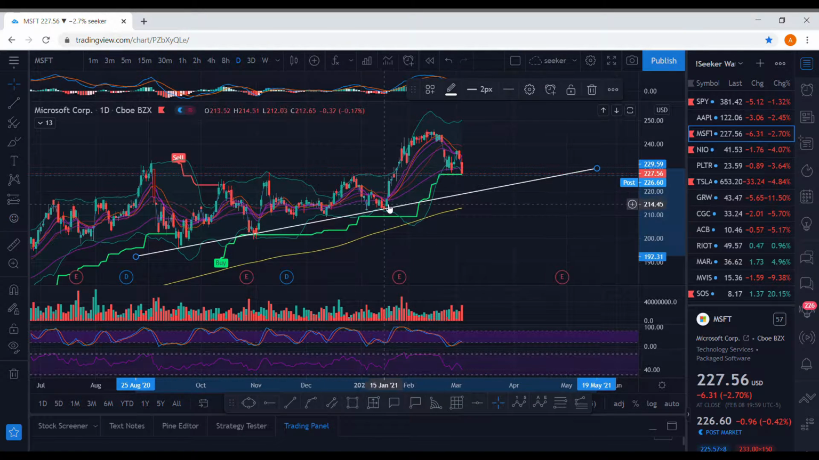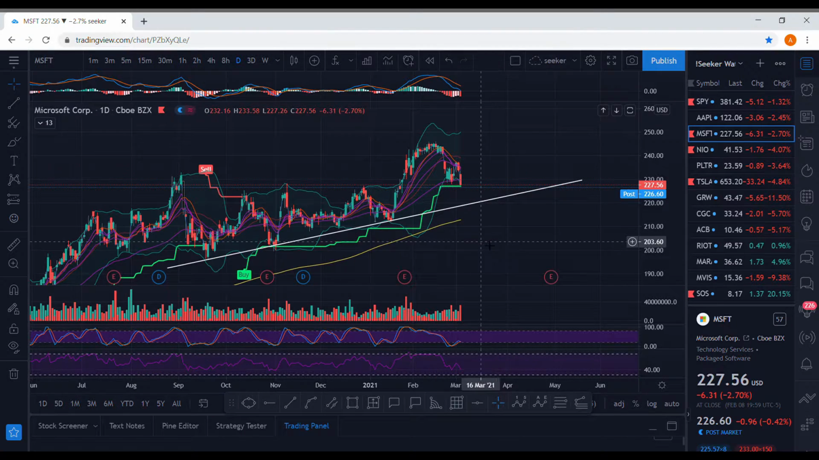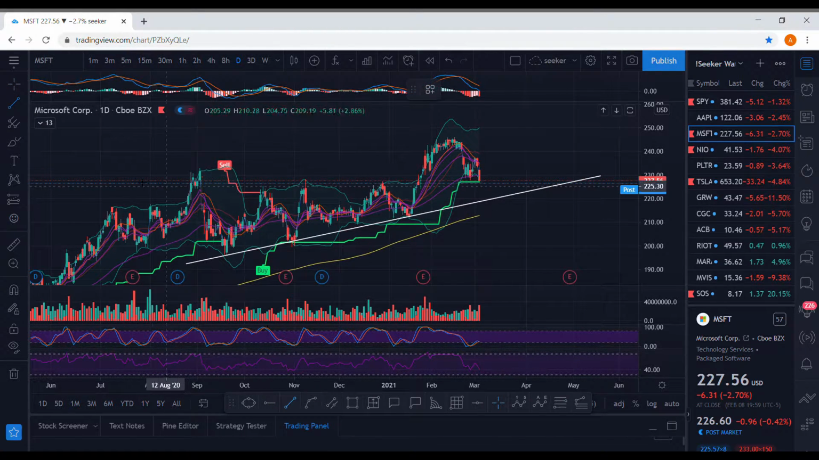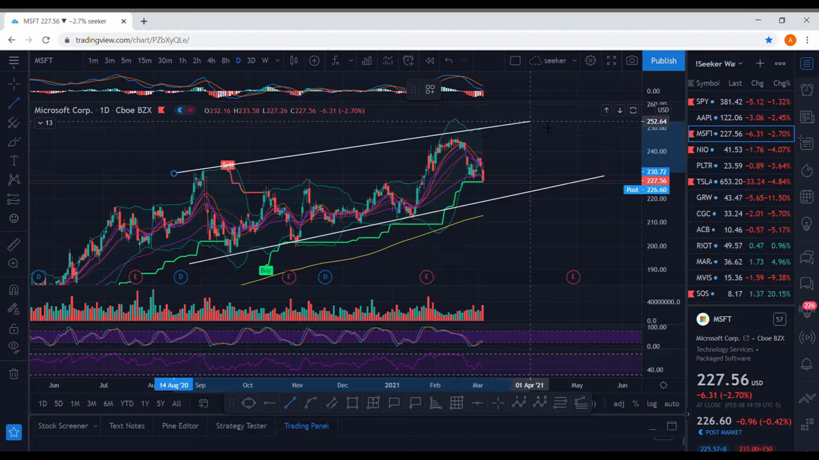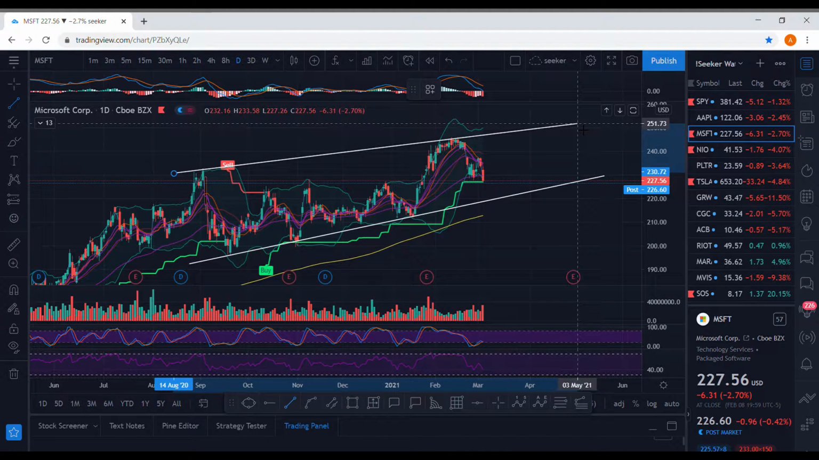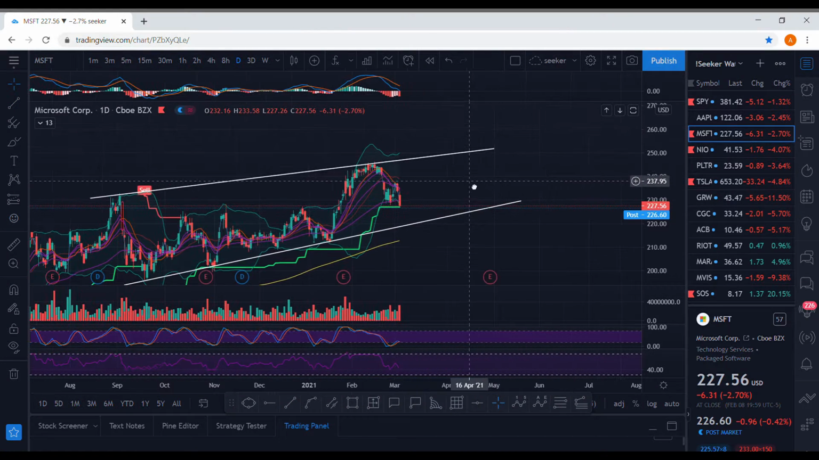1, 2, 3. So this will more likely in the future come back and tap this trend line. There's an upwards trend line here, but only 2 taps for me. It's a no-go, but in the future it could play around this range.